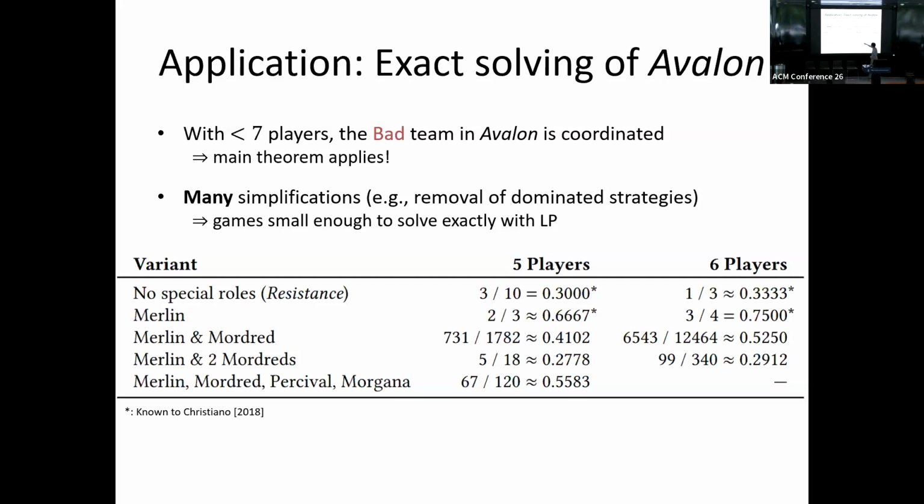So with no special roles, these four values on top were known from a blog post of Cristiano in 2018, which is that with Merlin, these 2 values are perfect. Because if you know how Avalon works, the bad team has a probability of guessing Merlin at the end of the game that cannot be prevented. And so modulo that value, you win every time, without revealing any information about Merlin. And our contribution here experimentally is that we determine these values. With Merlin and Mordred, for example, the value is exactly 731 out of 1782. Don't ask me what the strategy is.